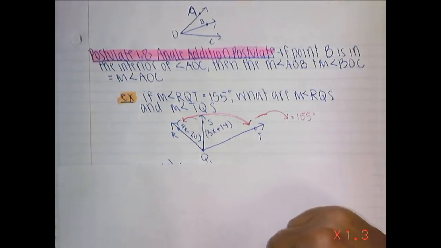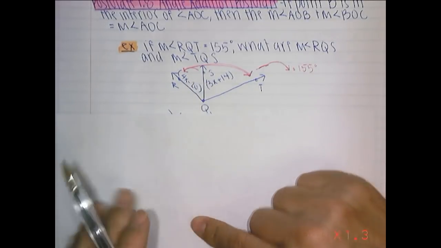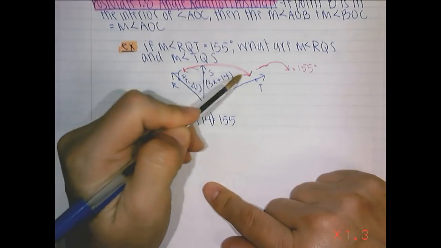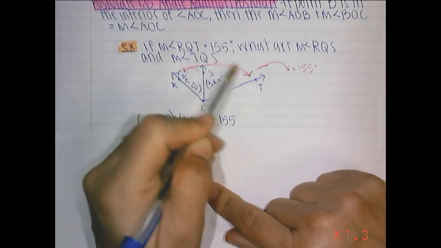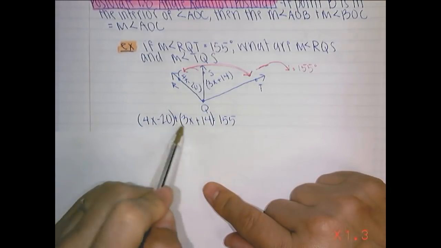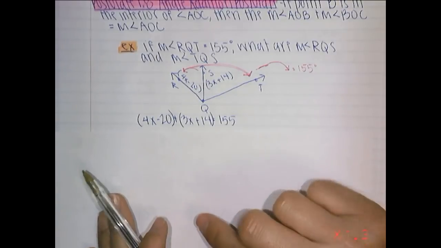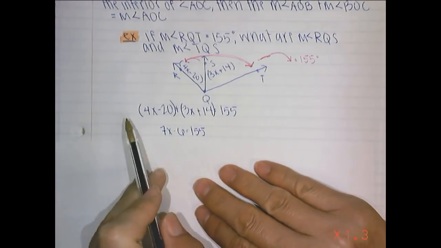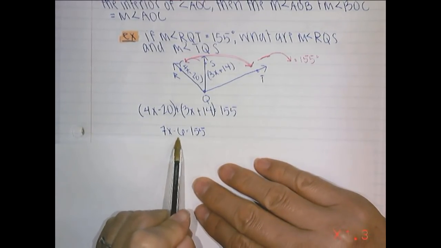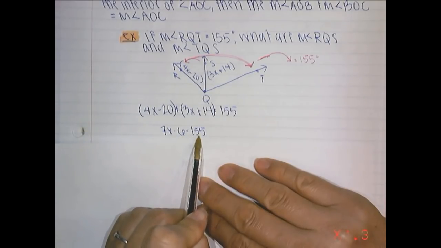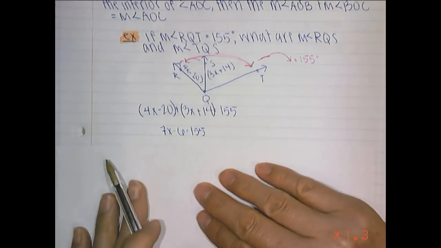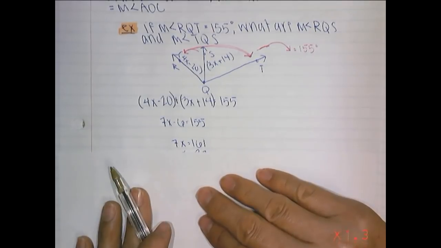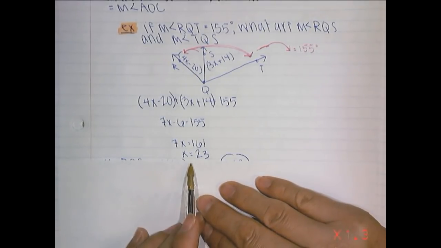So what we're going to do is take each of these expressions for those different angle measures and add them together, because this portion of the angle plus this portion of the angle equals the whole angle. So here we go. Here's some numbers, and we are going to start by combining like terms. When we do that, we're going to get 7x minus 6 equals 155. We're going to simplify some more. We're going to get 7x equals 161. And then once we divide, we'll get x equals 23.